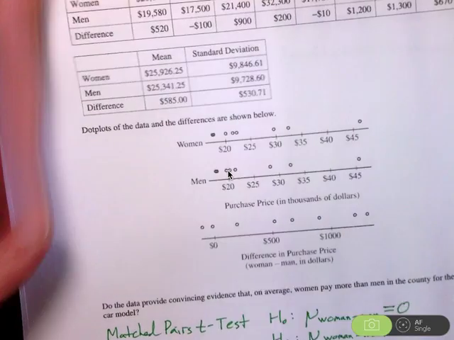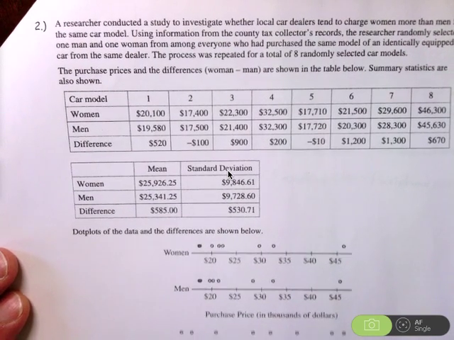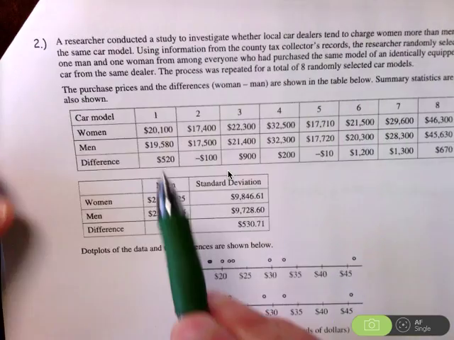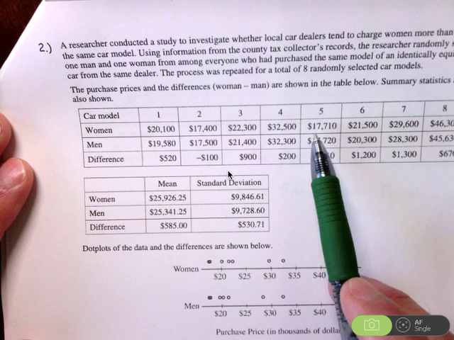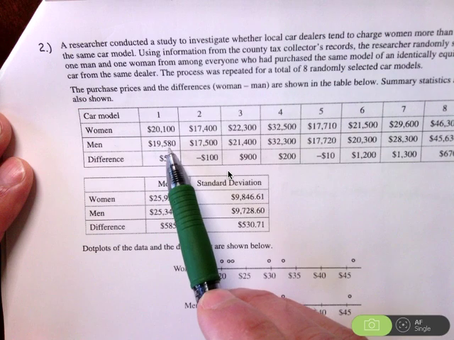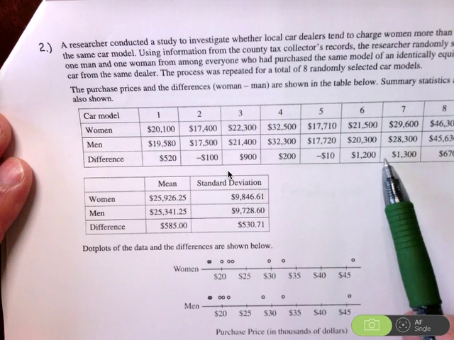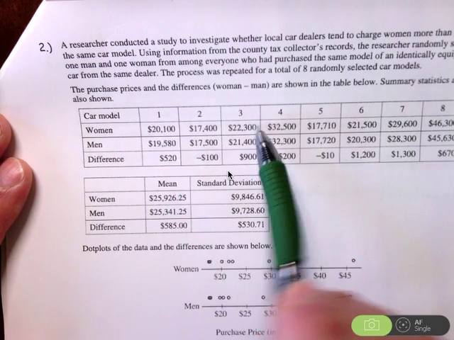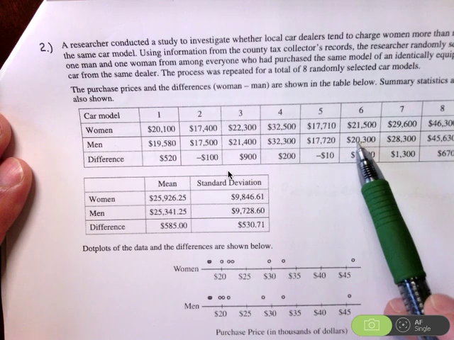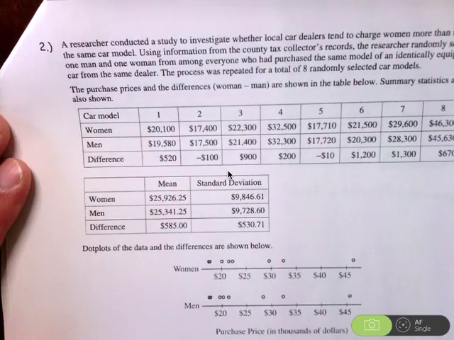Question number 2. This is actually a question that we did in the previous unit. This is an example of a matched pairs t-test. And the reason being, for each car model, we have two observations: the amount that women paid for that model and the amount that a man paid for that model. What we're really looking at is the difference between the prices paid. But those prices paid by women and men are not independent of one another. We don't have two independent random samples here because those prices are based on the same car model, so they can't be independent of one another.